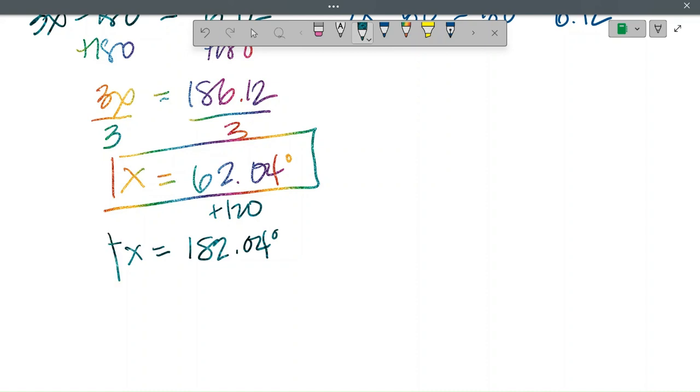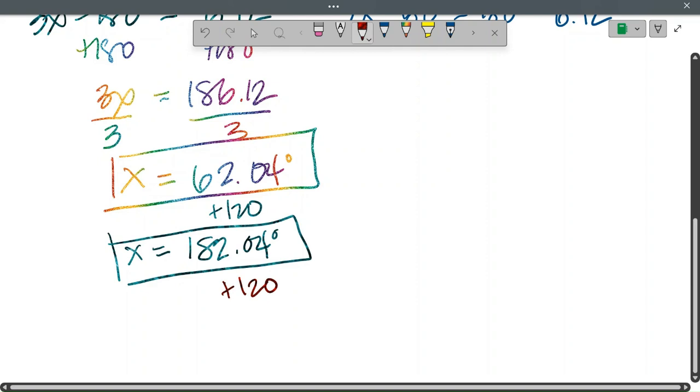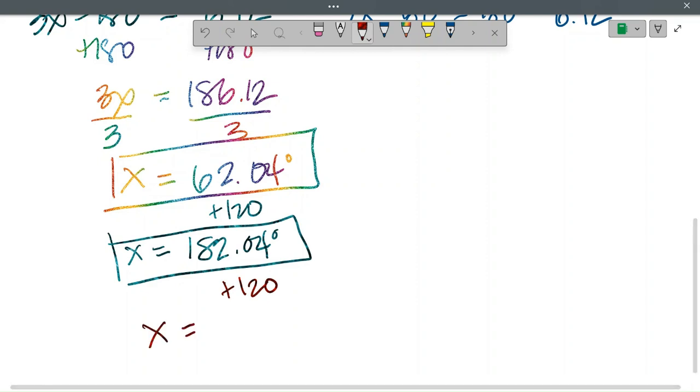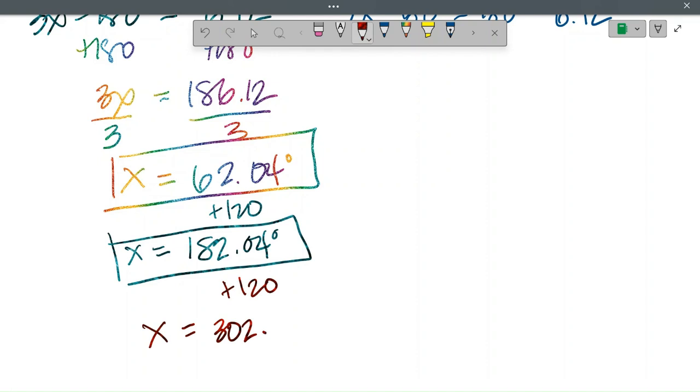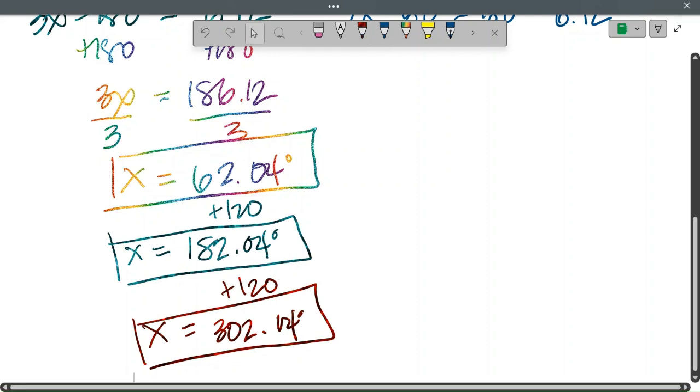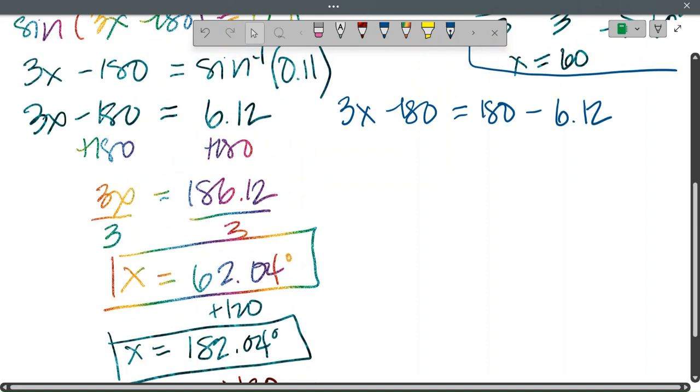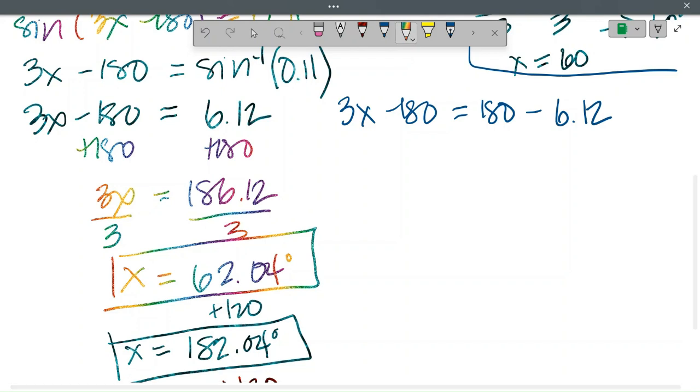Okay, I'm going to add it one more time because I think I'm going to have another value that is within domain. So 120 gets added there. And then I find that x equals 302.04 degrees. So those are the three values on that side. You can check to add 120 one more time. If I do that, I'm definitely going to be beyond 360 degrees. So that's why I'm choosing to stop here. So those are the three values on the right side. And now I'm going to go ahead and find the three values for this equation.